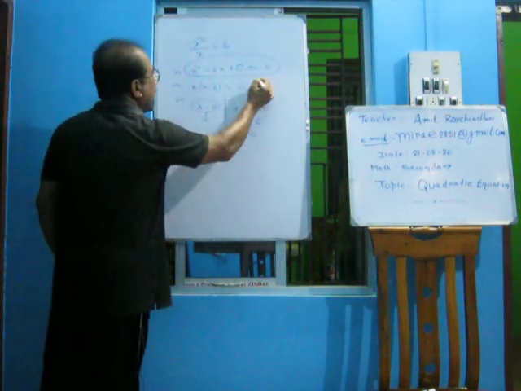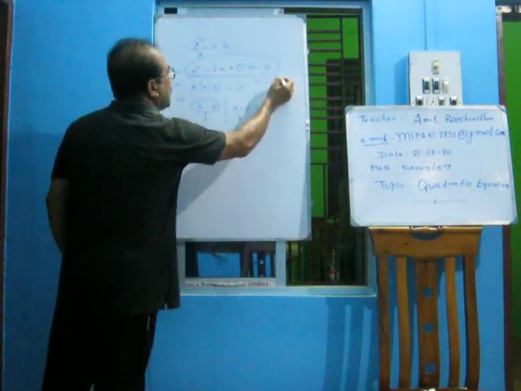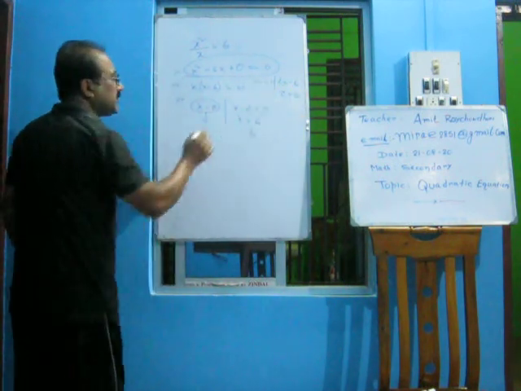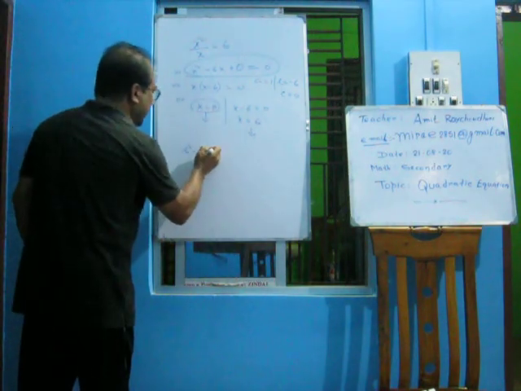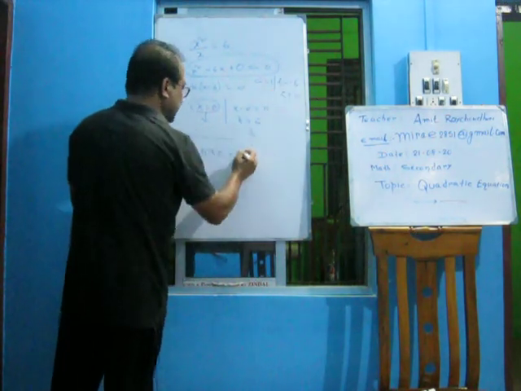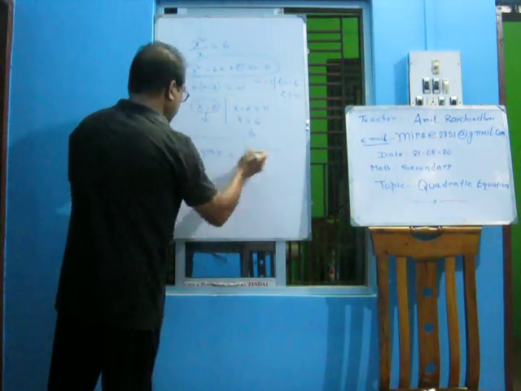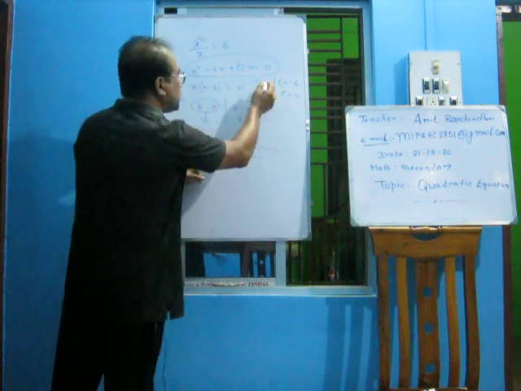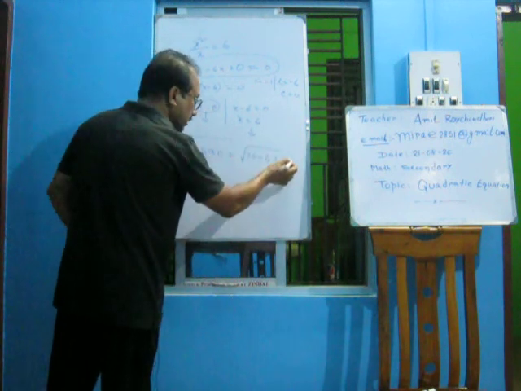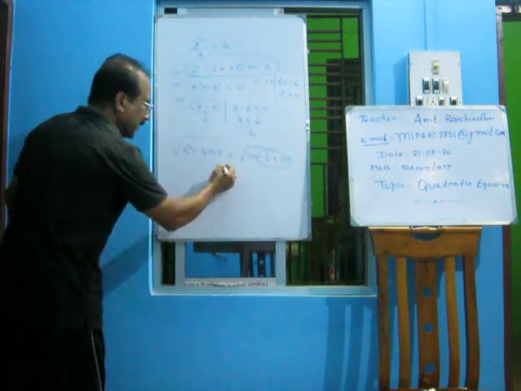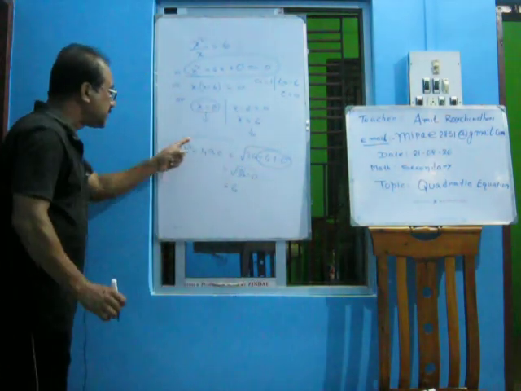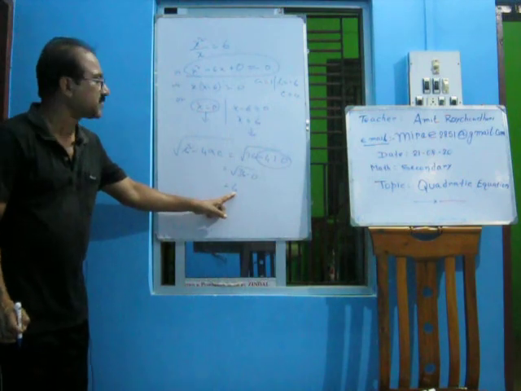So here a is how much? 1. B is how much? Minus 6, and C is 0. So should I check it out? What does b square minus 4ac give as the result? B square is 36, root over minus 4ac. 4 into 1 into c, which is 0, so it is completely 0. That means root over of 36 minus 0, so it is 6. That means b square minus 4ac gives you 6.